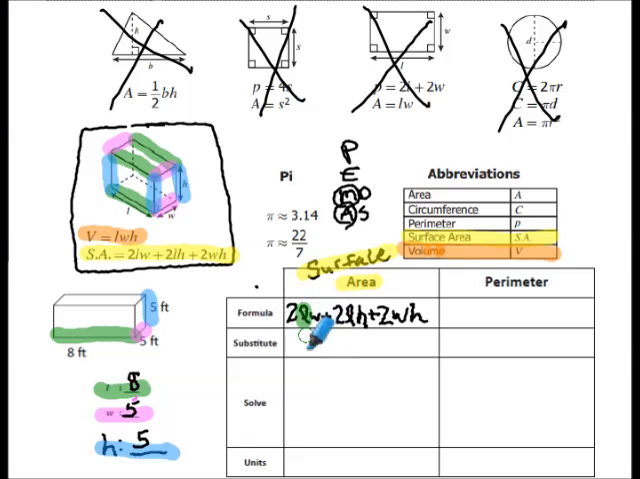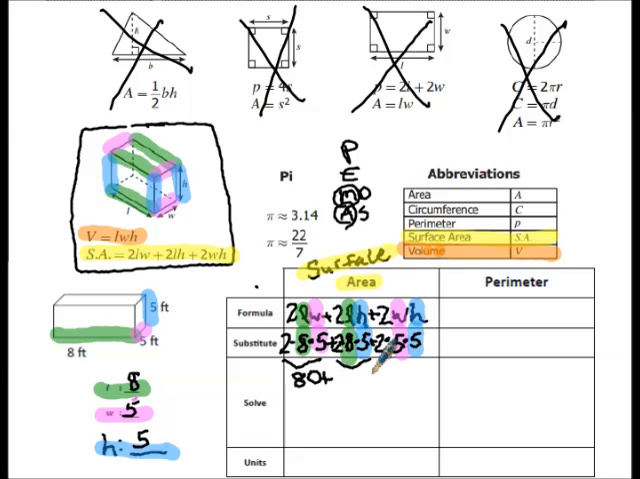Wherever we see the length, we're going to put 8. Wherever we see the width, we're going to put a width of 5. And wherever we see the height, we're going to put a height of 5. So we have 2 times 8 times 5 plus 2 times 8 times 5 plus 2 times 5 times 5. We're going to do all the multiplication first and then the addition.